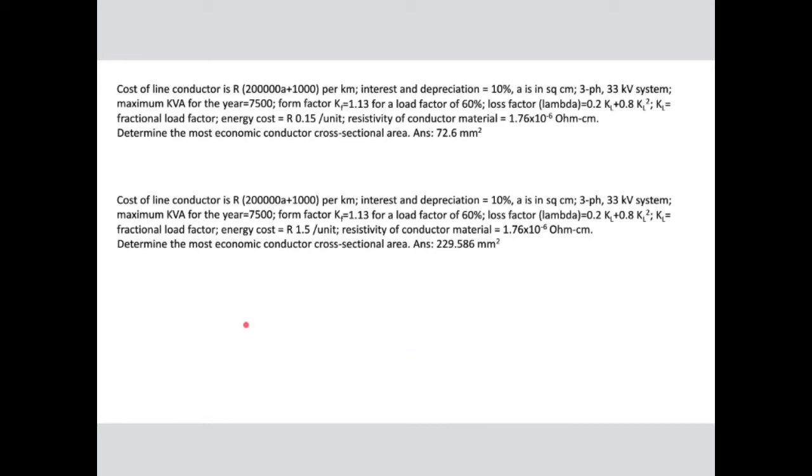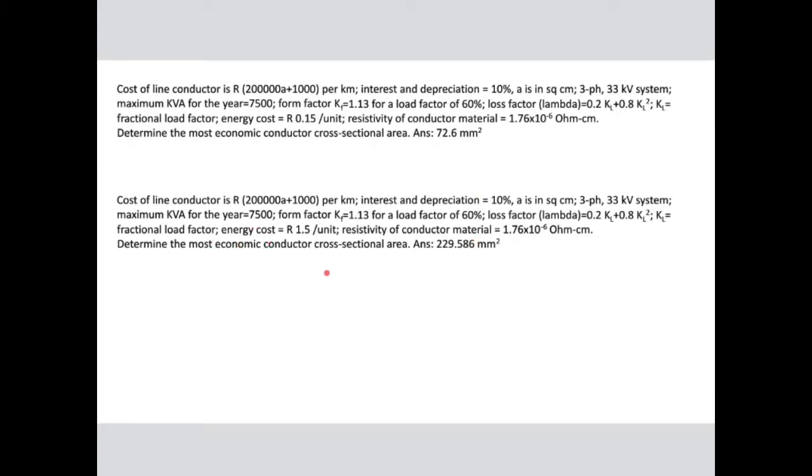Okay, now this is the one that we are going to start. You see the problem I put on the Moodle website for the tutorial section, and I changed the rate of energy. The first one is 0.15 rand, meaning 15 cents per unit, while the second one is 1.5 rand, meaning 1.5 rands per unit. The result is different. So that's the demonstration. We will practice this one.